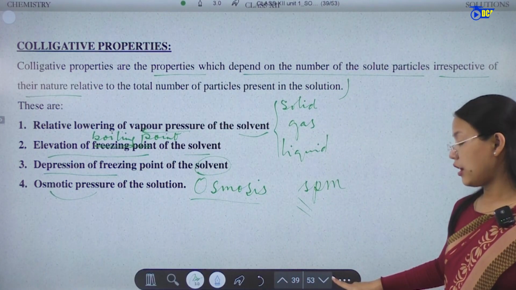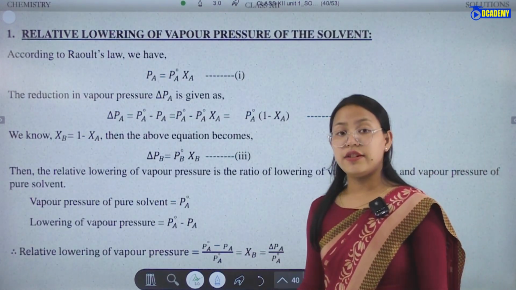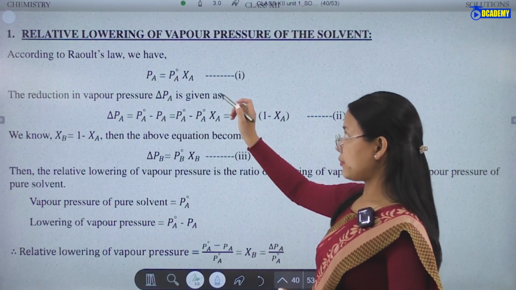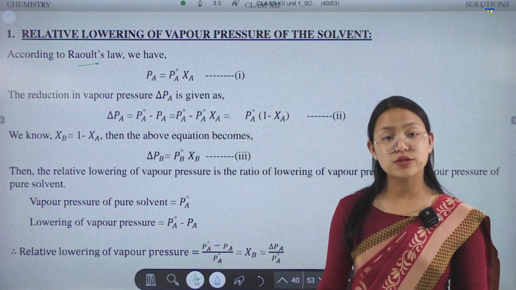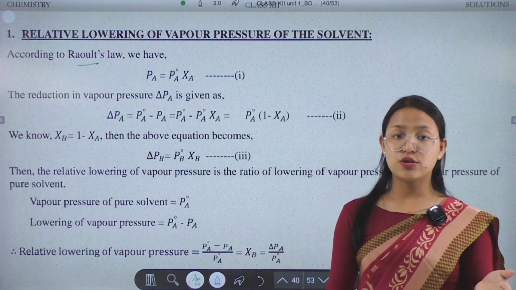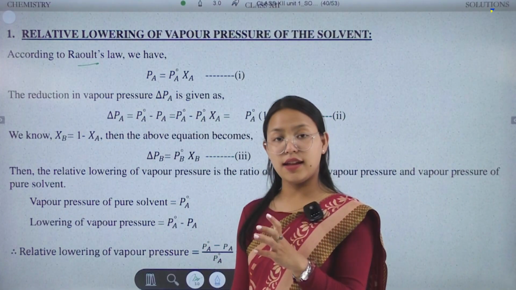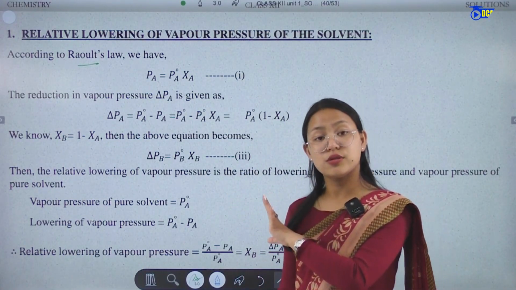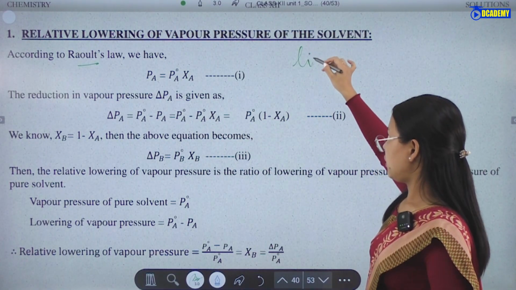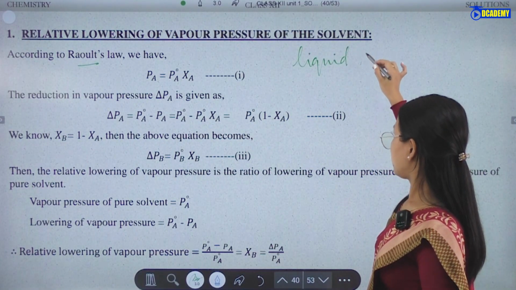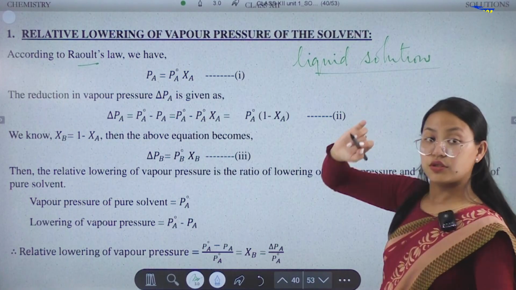First, relative lowering of vapor pressure. First we take the case of Raoult's law. We don't take Henry's law because Henry's law is based on gaseous solutions. We take Raoult's law, which is for liquid solutions.